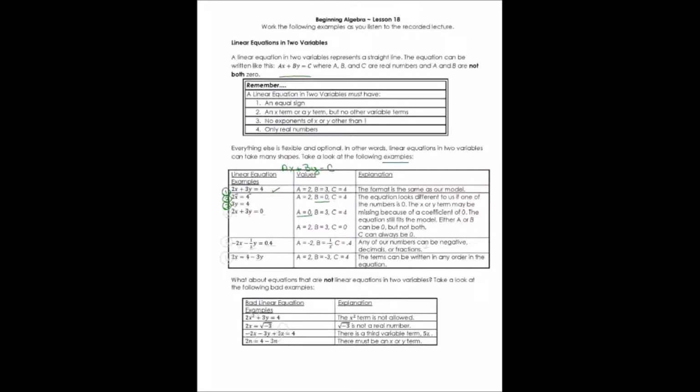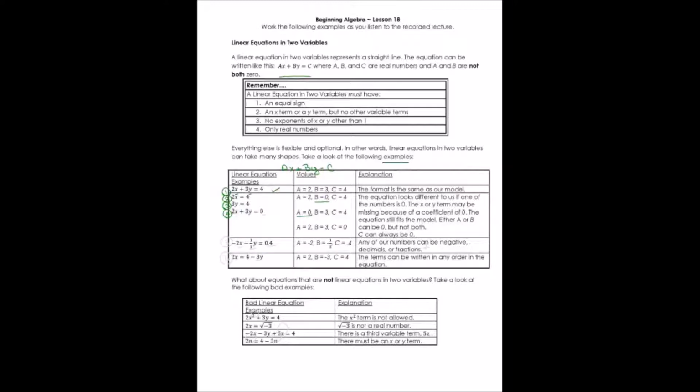B is equal to 3, because that is the number that's multiplied times y, and C is equal to 4 in this one. Your next example, number 4, 2x plus 3y equals 0.